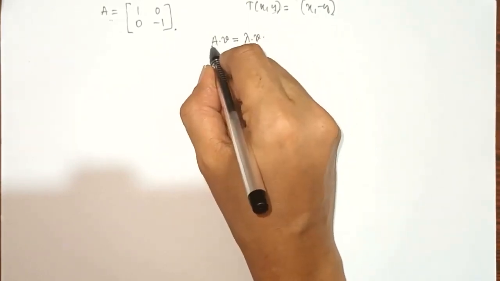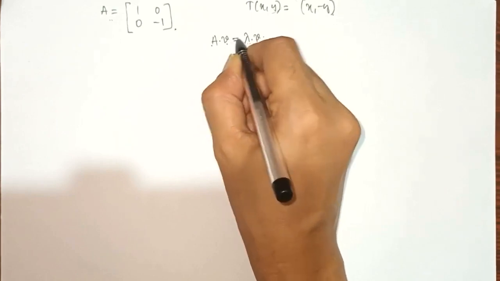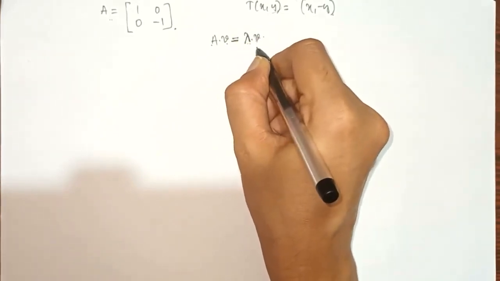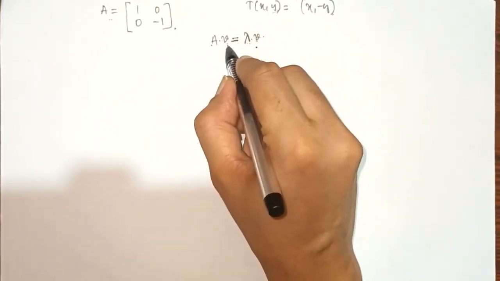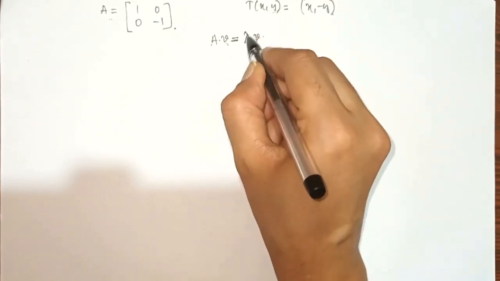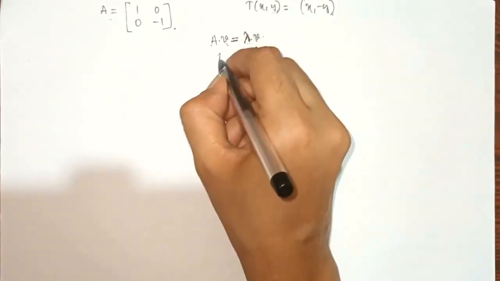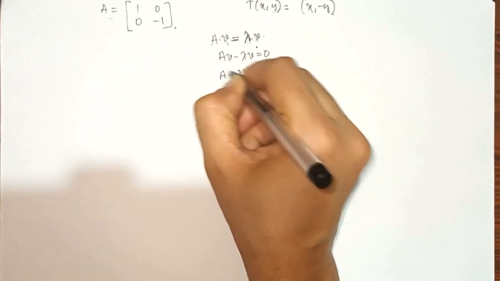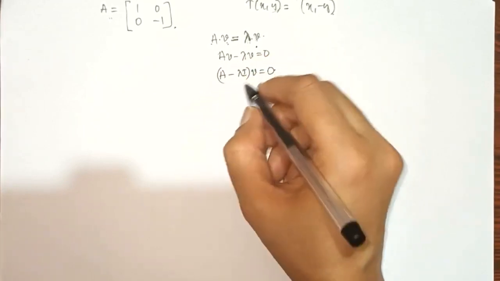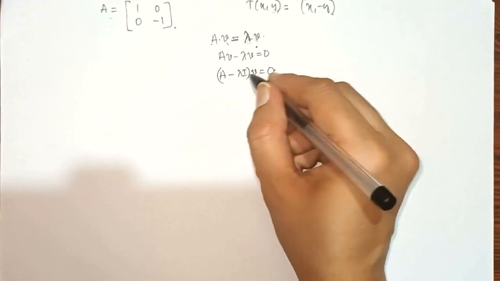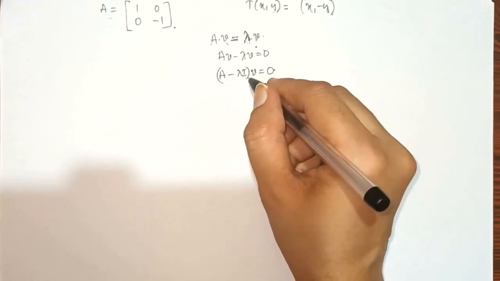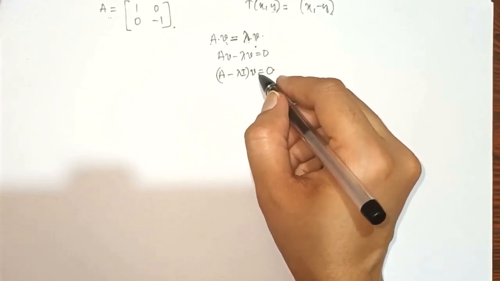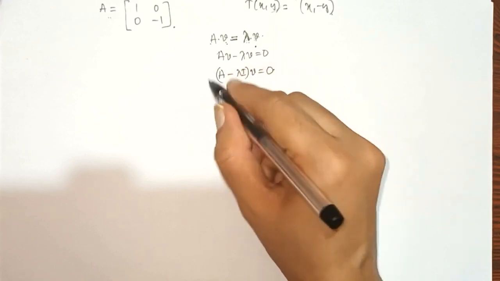So after applying the transformation on this vector, if it is equal to lambda into V, meaning it remains in its own span, then we call that vector an eigenvector, and the corresponding value lambda is called its eigenvalue. So it is AV minus lambda V equal to 0, which is A minus lambda into I into V equal to 0. It is a homogeneous system. To solve this homogeneous system, it always has a trivial solution. So we are considering the eigenvector as non-zero vectors. We want the non-trivial solution other than the zero solution.